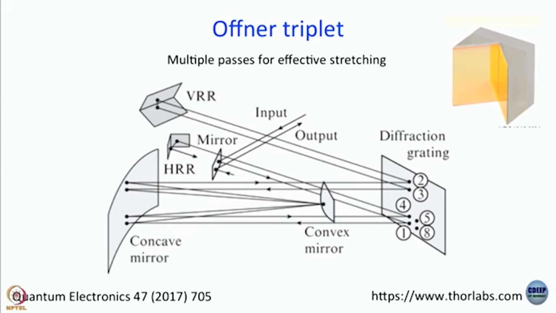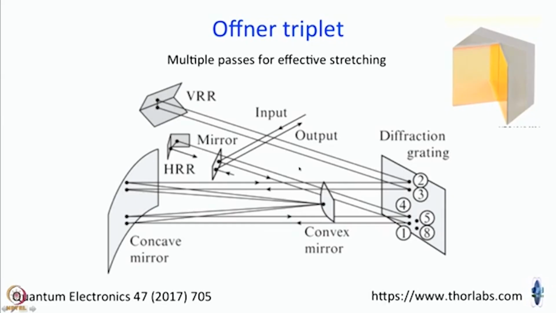In our case, we have 3 sides of a cube. This is sort of a hollow cube, and the coating can be different. It can be aluminum, gold, dielectric, or nothing. So, it depends on what you need. This is a horizontal roof reflector, and this is a vertical roof reflector.